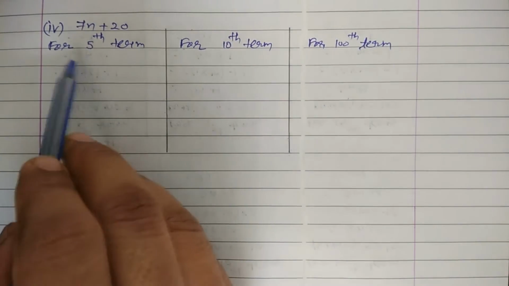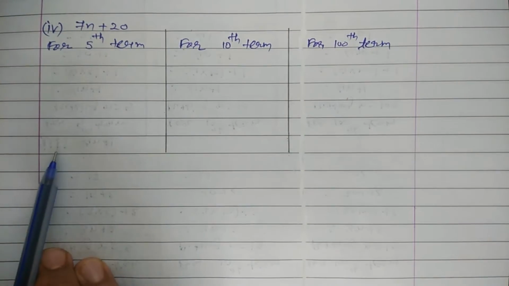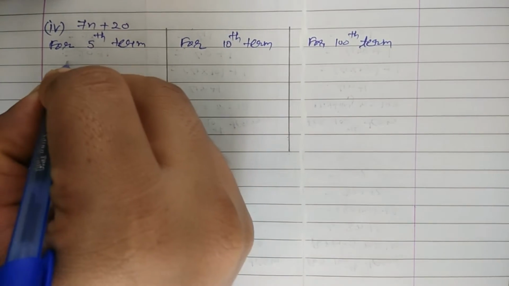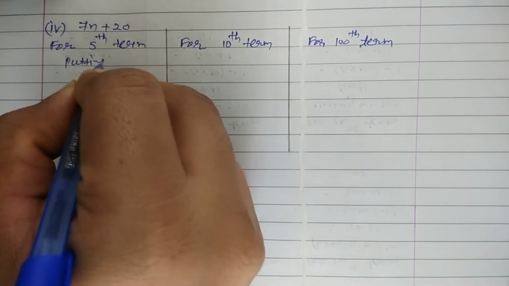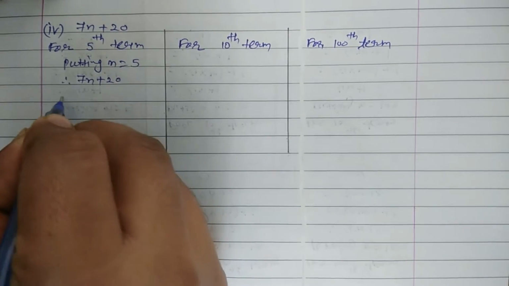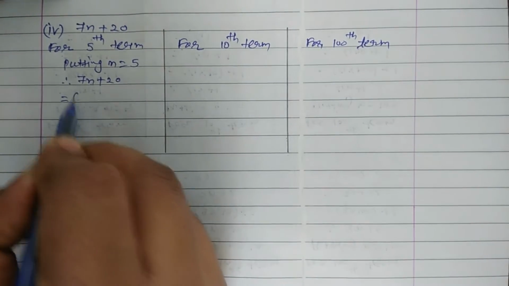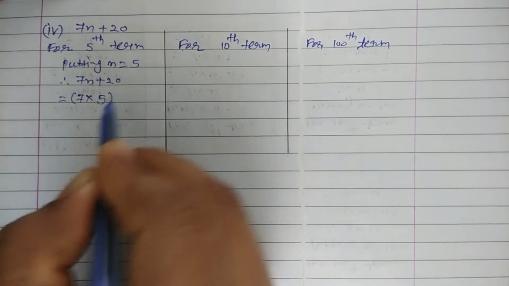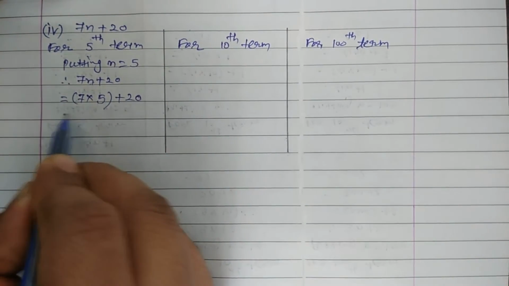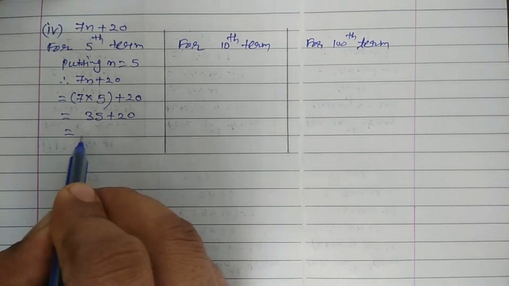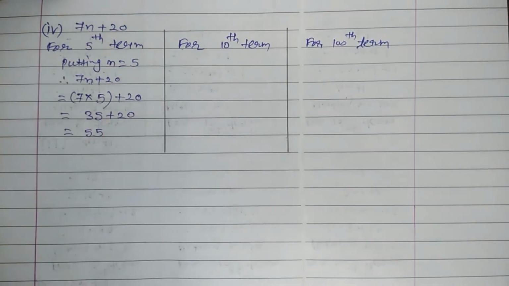Next expression, 7n plus 20, for the fifth term. Putting n is equal to 5, therefore expression 7n plus 20 is equal to 7 multiplied by, instead of n we have to write 5, plus 20. 7 5s are 35 plus 20, and that is equal to 55.